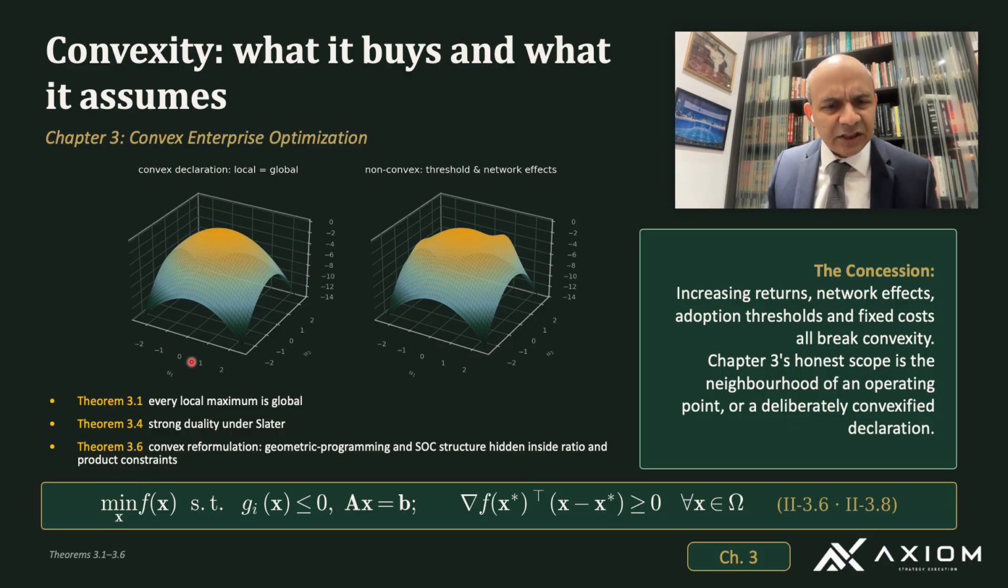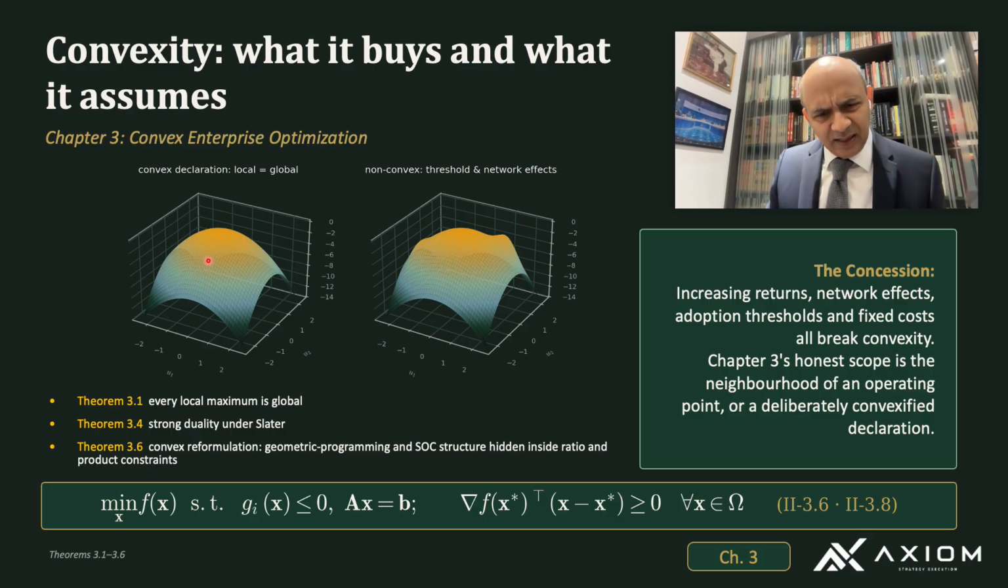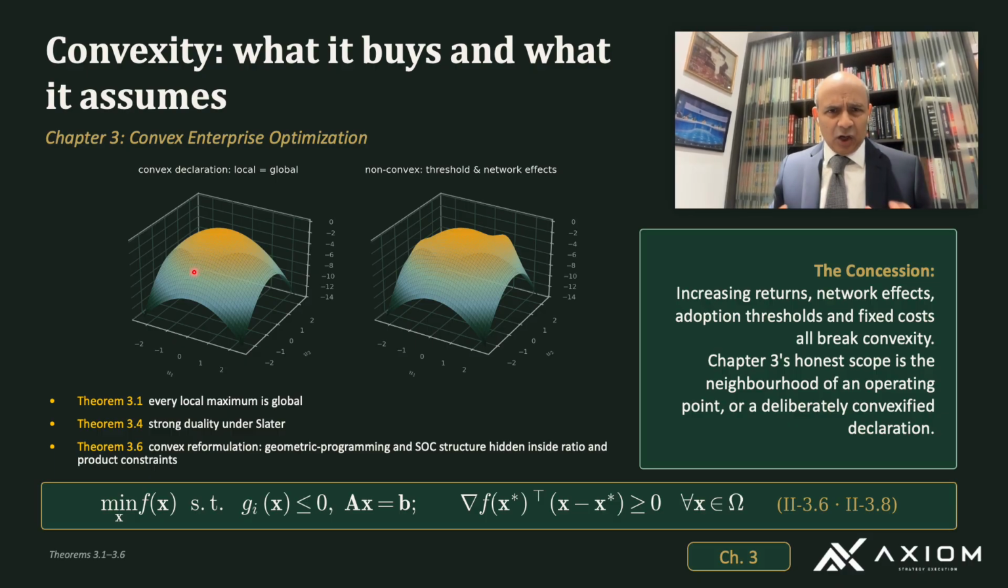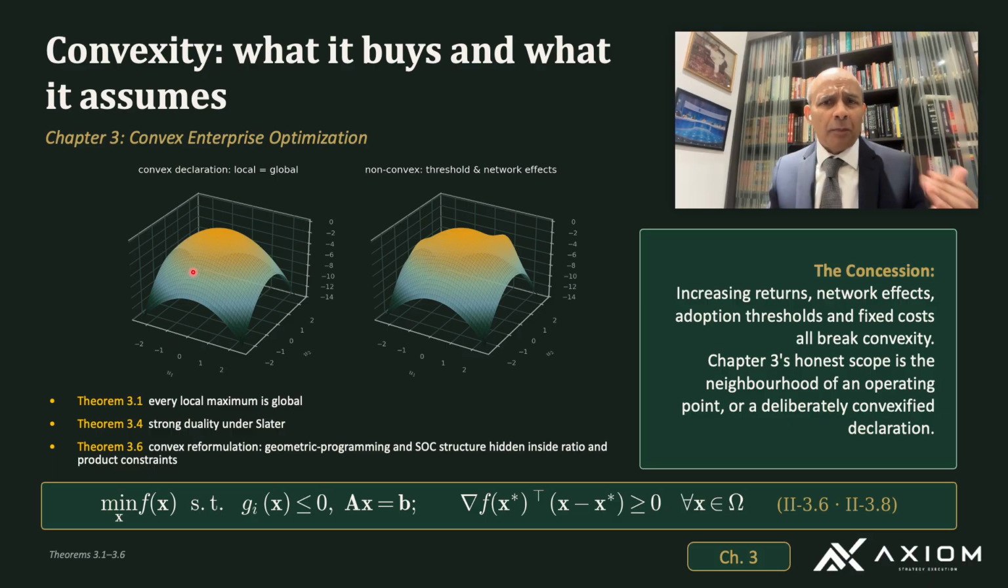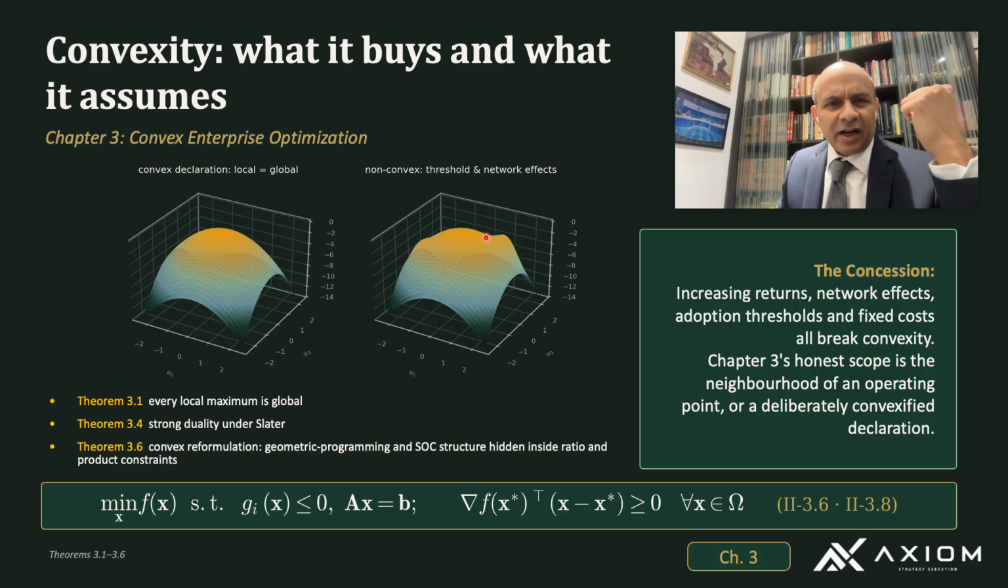So let's have a look at these charts over here. This shows the trade-off between convexity and realism. The left surface is convex or concave enough that any local optimum is also the global optimum. So standard convex methods give strong guarantees. The surface on the right basically introduces realistic enterprise effects, such as thresholds, increasing returns, and network interactions.